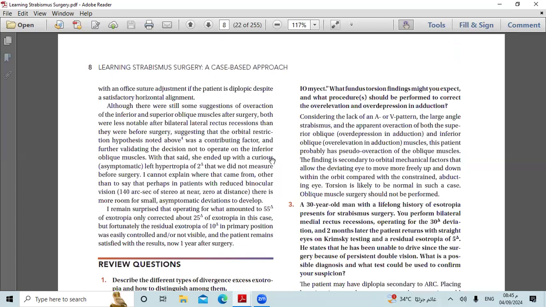With an office suture adjustment if the patient is diplopic despite a satisfactory horizontal alignment. Although there were still some suggestions of overaction of the inferior and superior oblique muscles after surgery, both were less notable after bilateral lateral rectus recessions than they were before surgery, suggesting that the orbital restriction hypothesis noted above was a contributing factor and further validating the decision not to operate on the inferior oblique muscles.